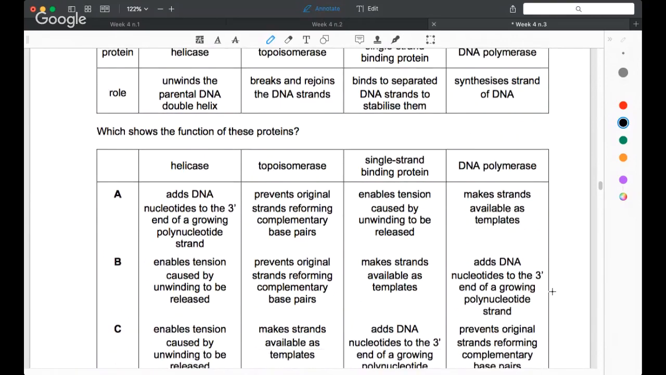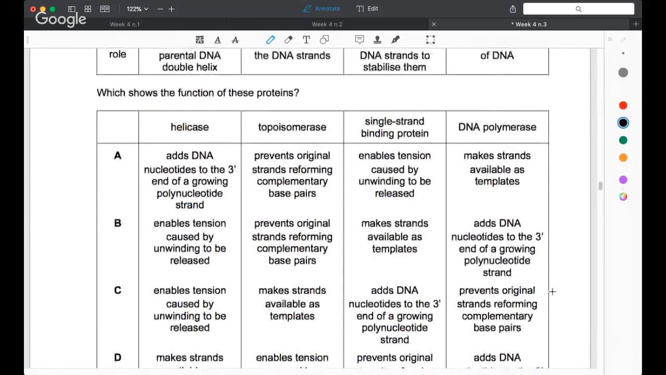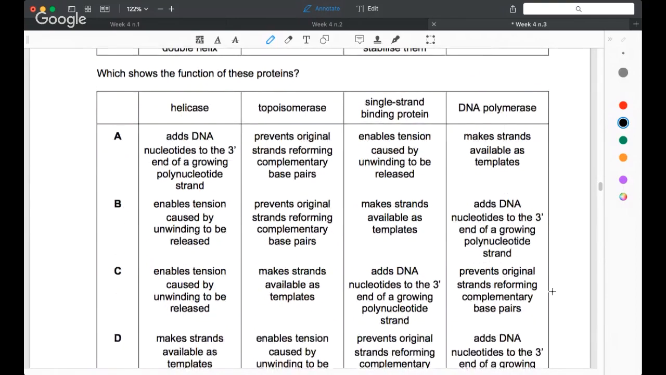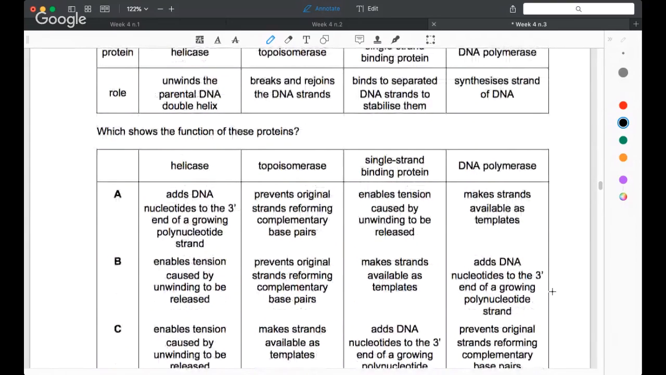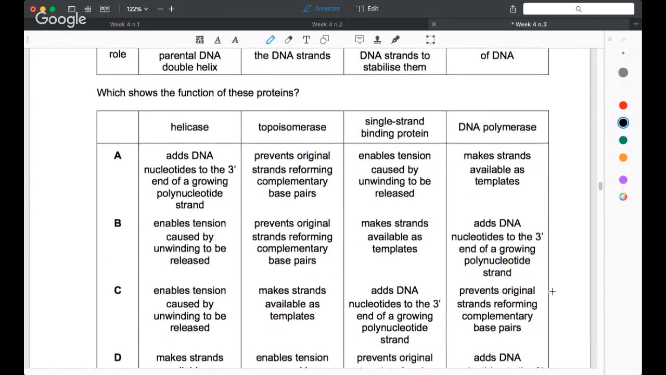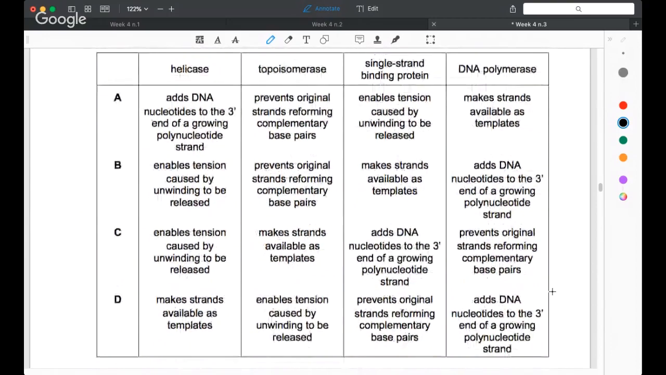Okay, is it B? Okay, so why are you saying B? Okay, so it's either B or D. Good. Because DNA polymerase adds DNA nucleotides. Okay. And then I didn't really know, so I thought unwinding of the parental DNA double helix. I just saw unwinding, so yeah, okay.